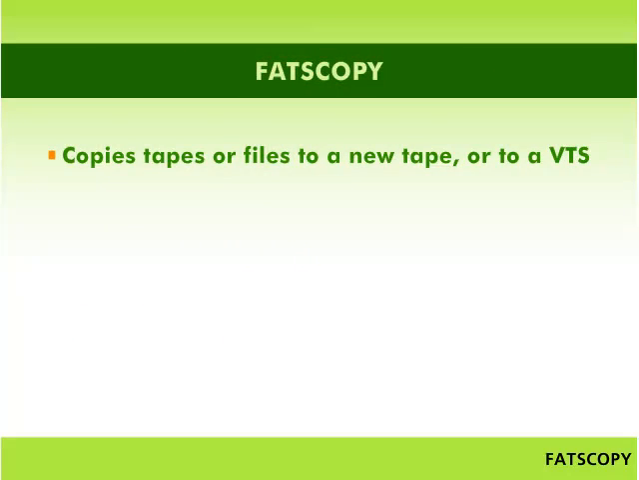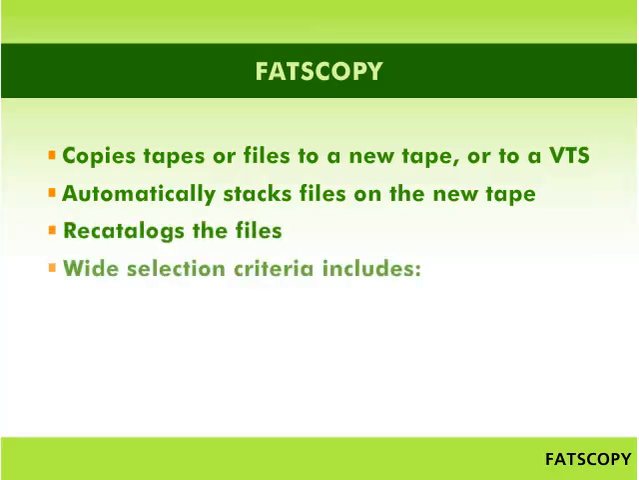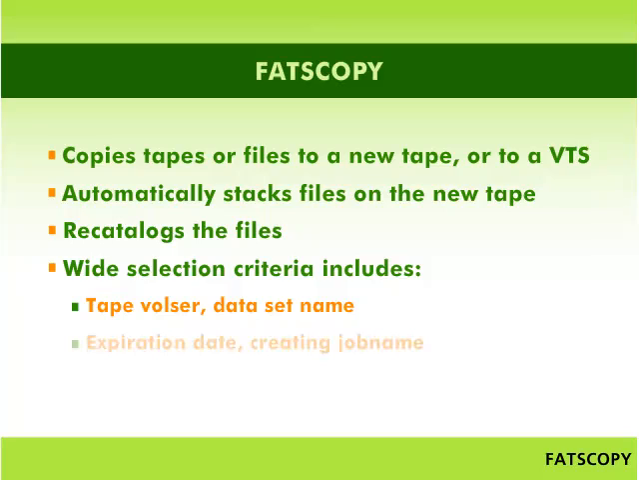FATSCOPY can copy individual files or the entire contents of one or more tape volumes, either to a new tape or to a VTS. It automatically stacks and consolidates files onto the output tapes and will recatalog the moved files to the new tape. Data can be selected for migration through a wide range of criteria, including the full or masking name of the tape volsers to be copied, or the full or generic names of individual tape files. Data sets can also be selected or excluded by other criteria, including expiration date or the name of the z/OS batch job that created them.